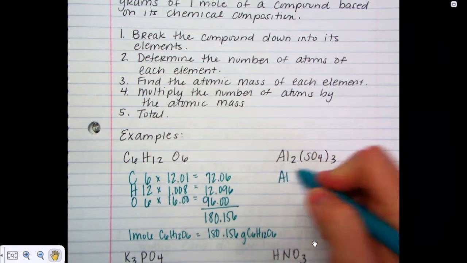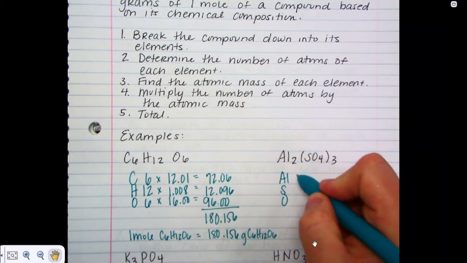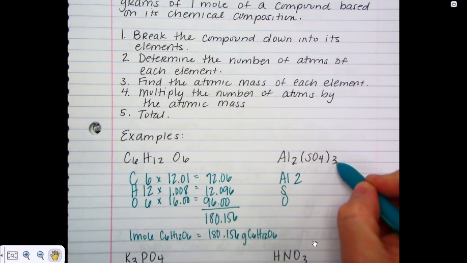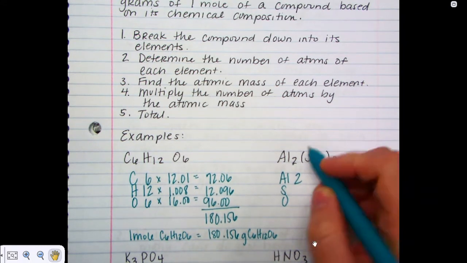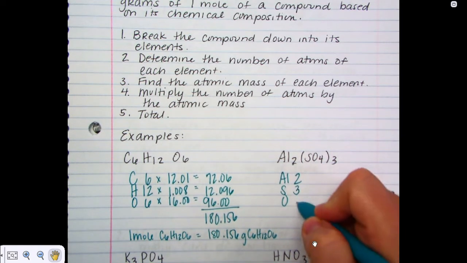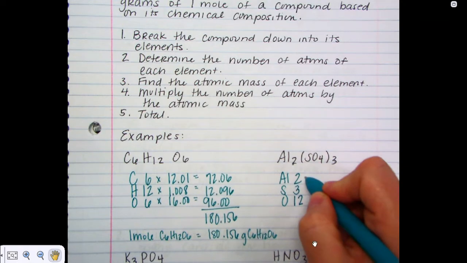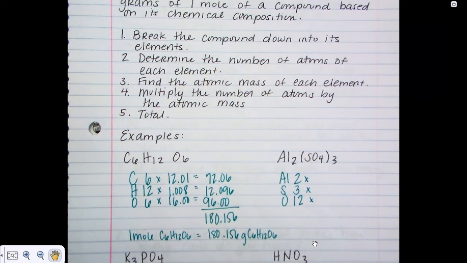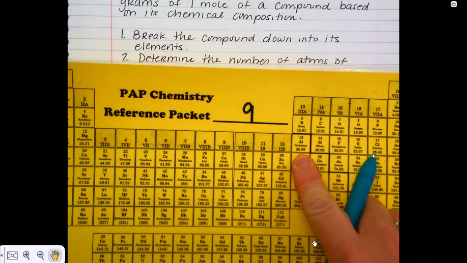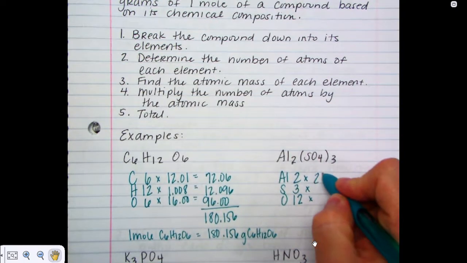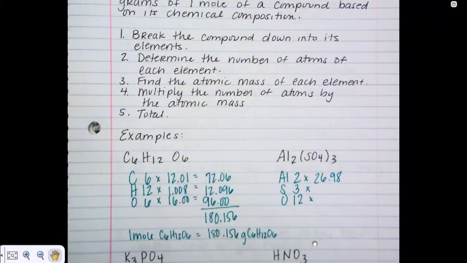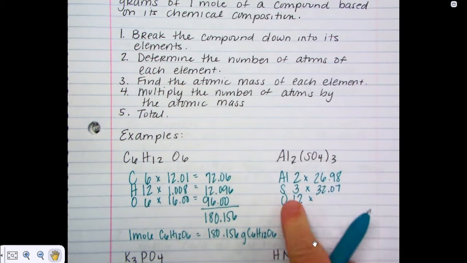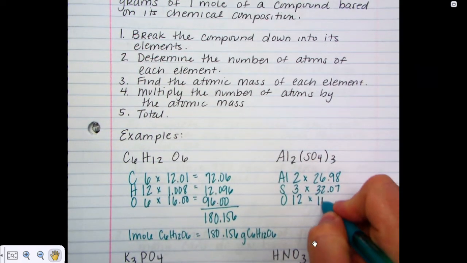So Al, S, and O. I have 2 aluminums. Then I need to look at my formula for the sulfate. I have 3 sulfates, and each sulfate has 1 sulfur and 4 oxygen. So 3 times 1 is 3 sulfurs, and 3 times 4 is 12 oxygens. All right, then I need to go back to my periodic table. Aluminum, 26.98. And sulfur, 32.07. And we know oxygen, because we already looked it up, 16.00.